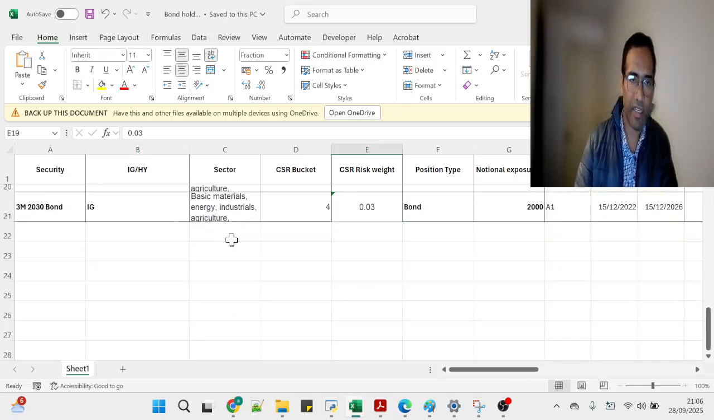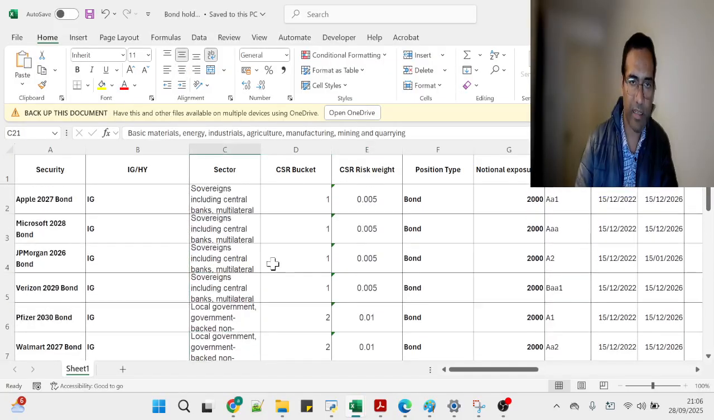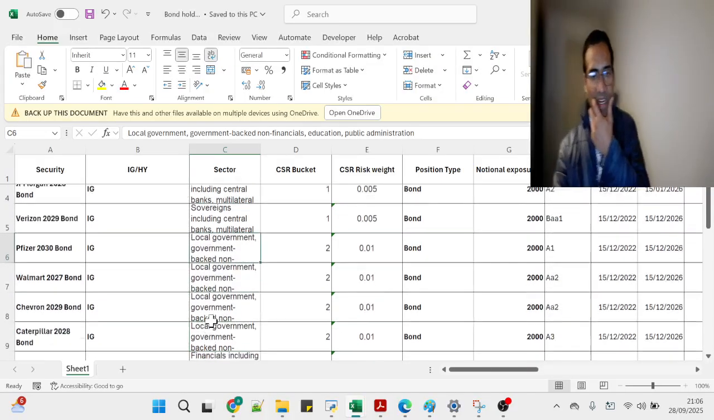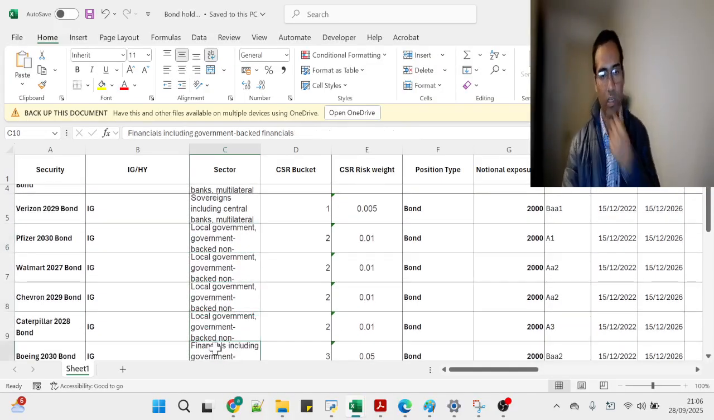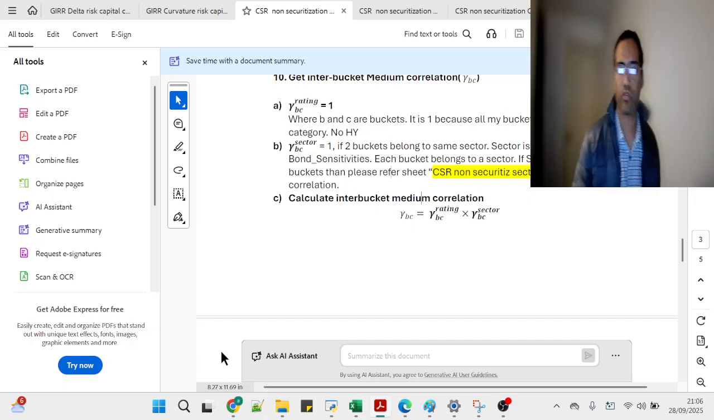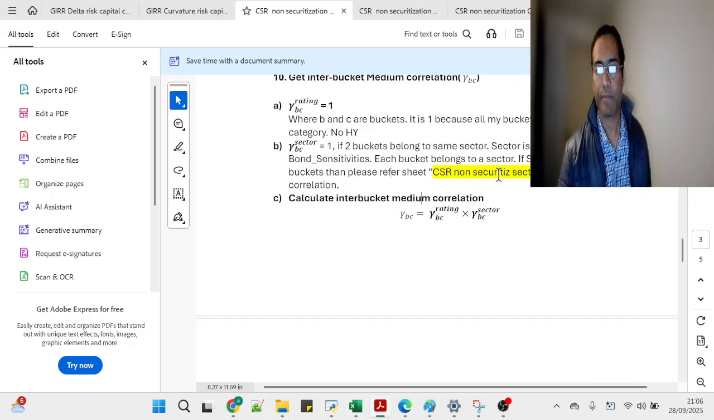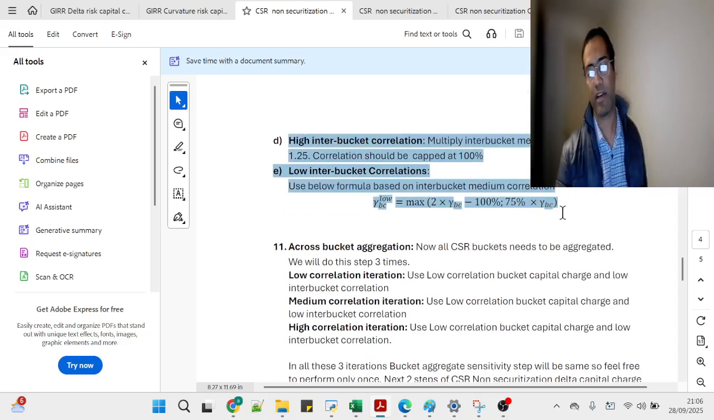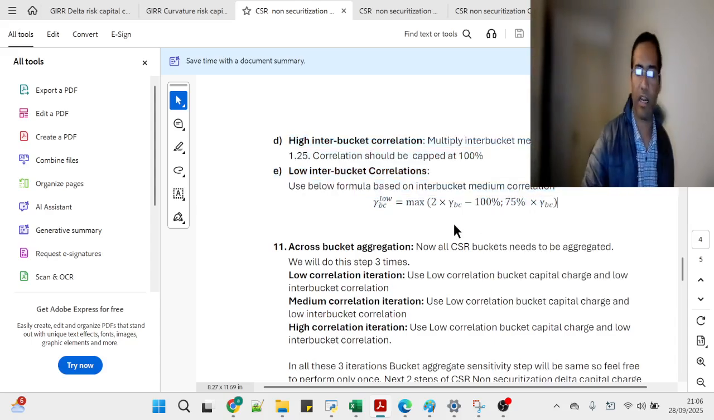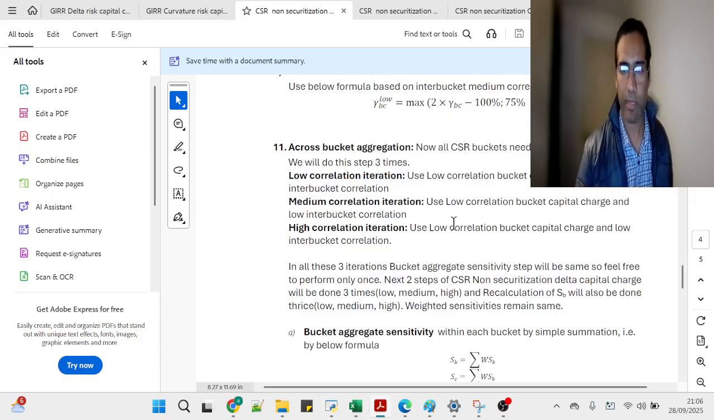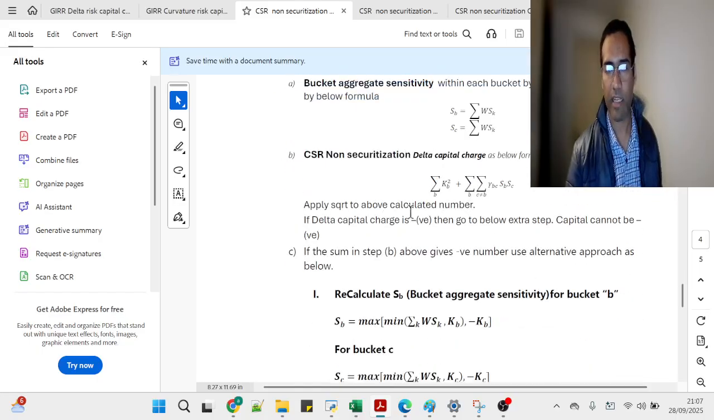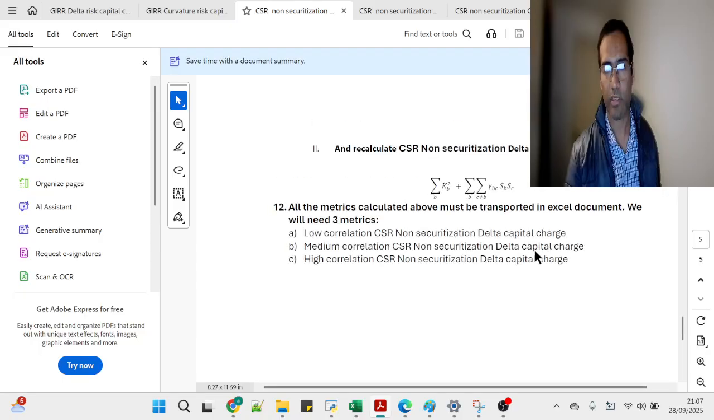You see there are different sectors: basic materials is a sector, and sovereigns is a sector. The important point is that these two have different correlation, and these two have different correlation. That sheet has those correlations. Just like previous GIRR, we have to calculate high, medium, low correlations. No escaping that, no escaping this high, medium, low, and this calculation is the same actually.